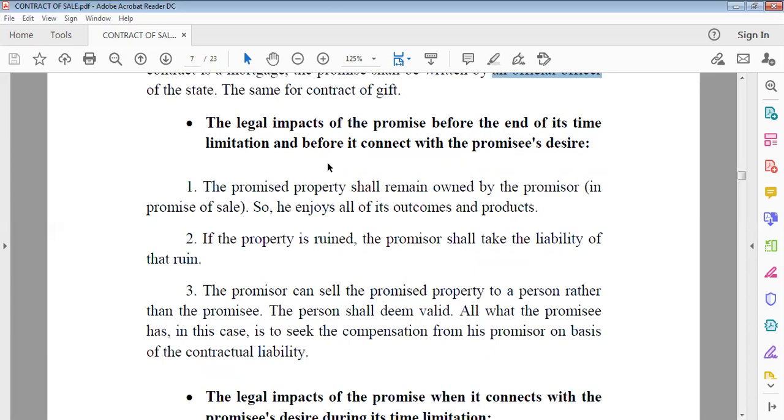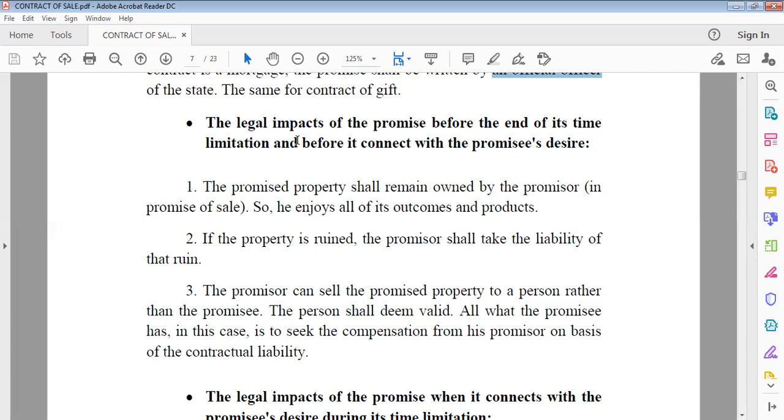I told you before, for example, that I promise Baha that I will sell you my car if you show your desire to buy this car at the price of $2,000 for example, or $12,000 for example. If you show your desire within a month, okay? Now this month is the duration or the time limit of the promise. Now what is the effect or the impact of my promise during this month before it matches with the desire of Baha? So this is my question here.